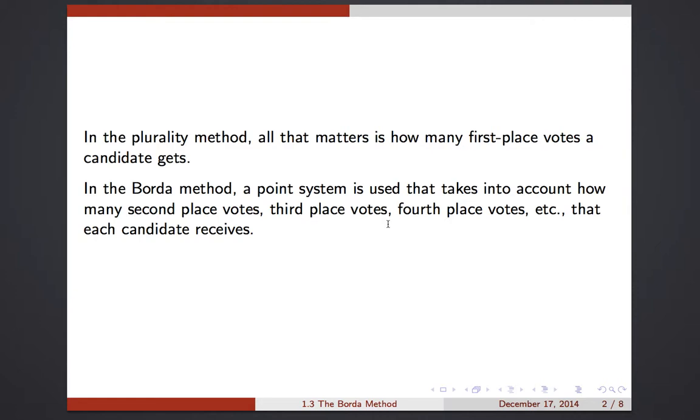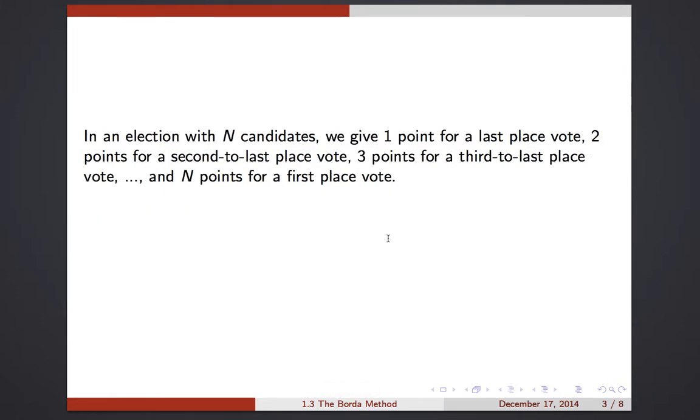And it sets up a point system based on how many second place votes you got, how many third place votes you got, etc. So what the Borda system does is it assigns each candidate a point value. And so the candidate with the most points wins, is how it works.